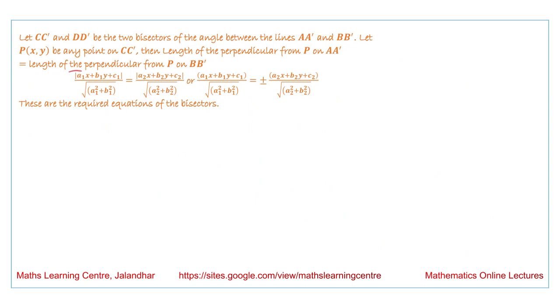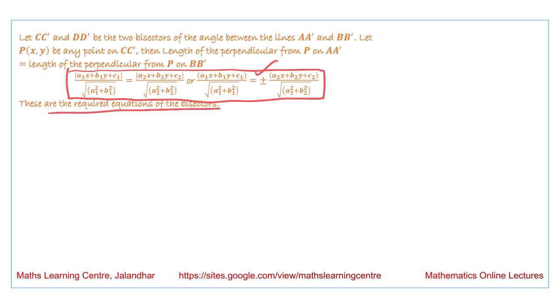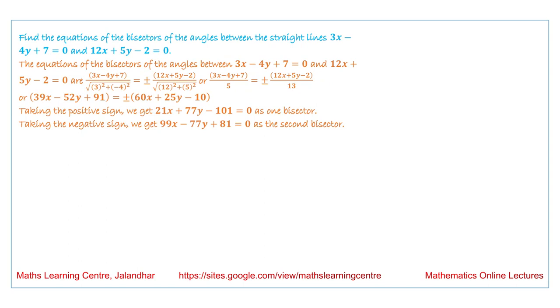This is mentioned over here: when we are removing this mod, we have plus minus sign, and these are the required equations of the angle bisector. So the next question we have is to find the equation of the angle bisector between the straight lines.